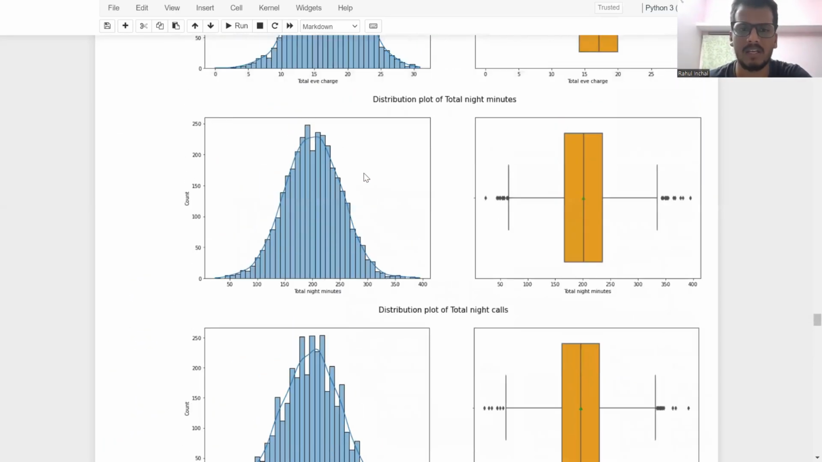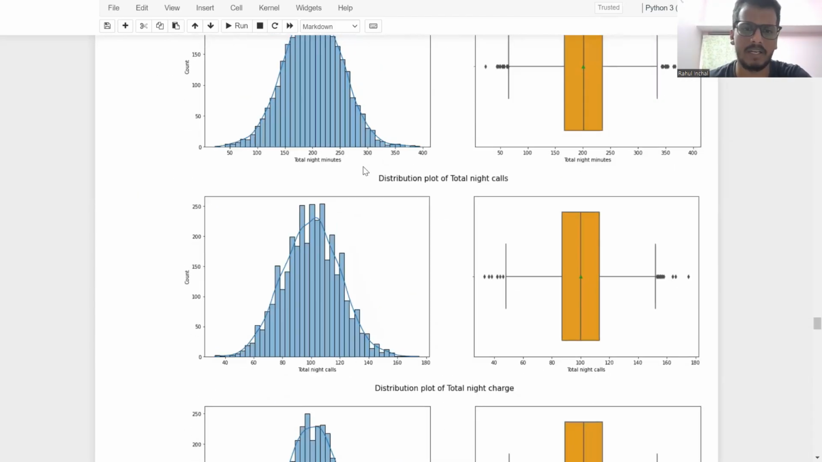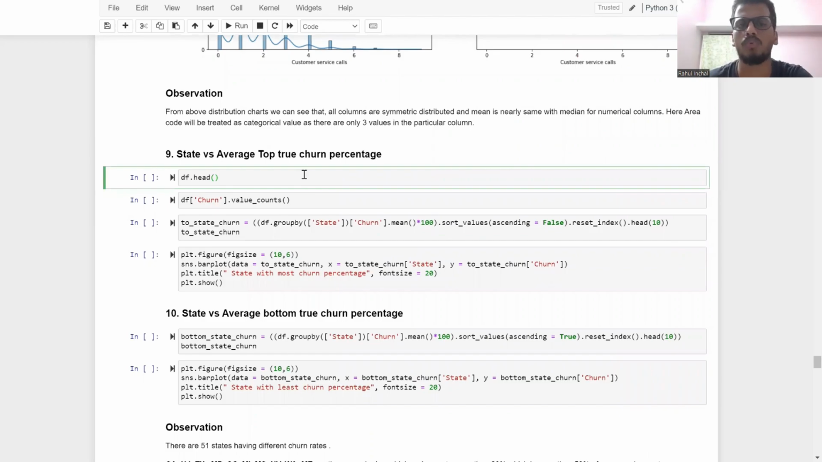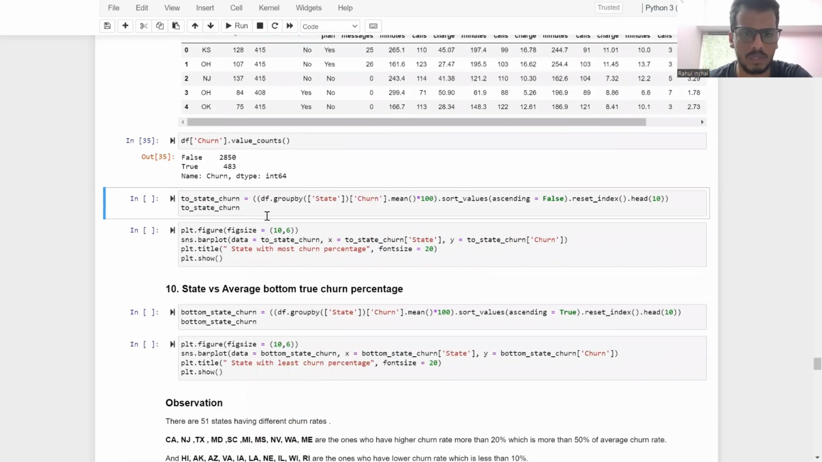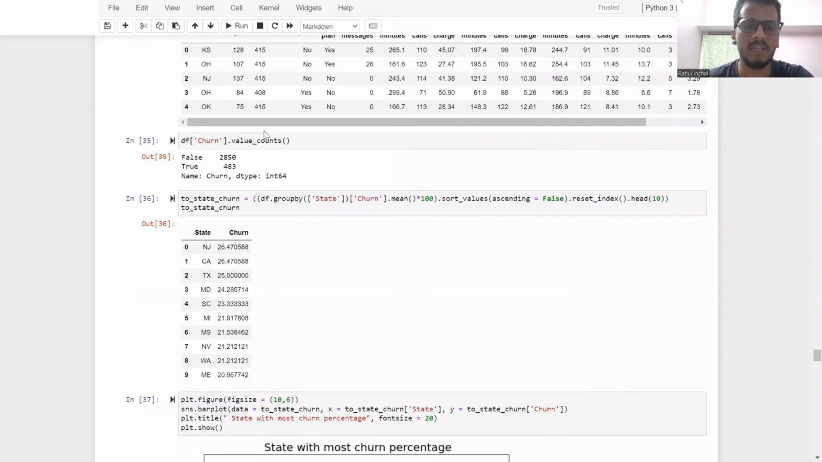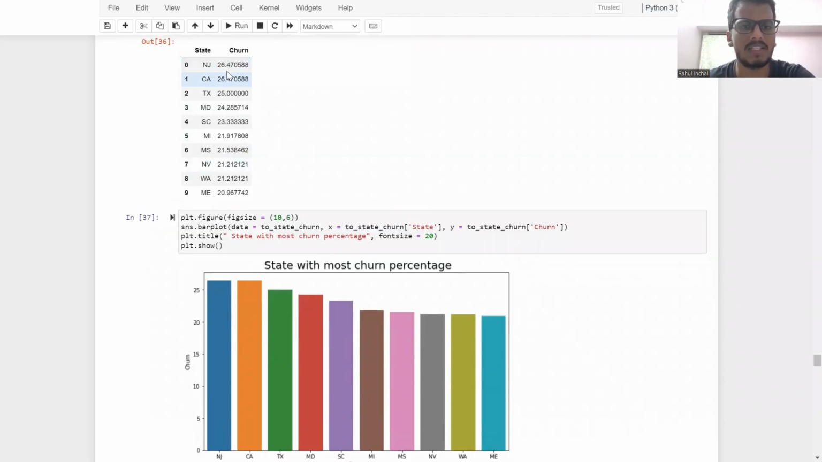Now these are the graphs, and we can go through the analysis for each one if we want a detailed in-depth analysis. Okay, so next we go for the state versus average top true churn percentage. What am I trying to do? I'll just run all the things. I'm trying to find the mean of the churn according to the state, and then sorting the index in descending order. This says that New Jersey and California have the same churning rate, followed by TX, MD, SC, and so on.